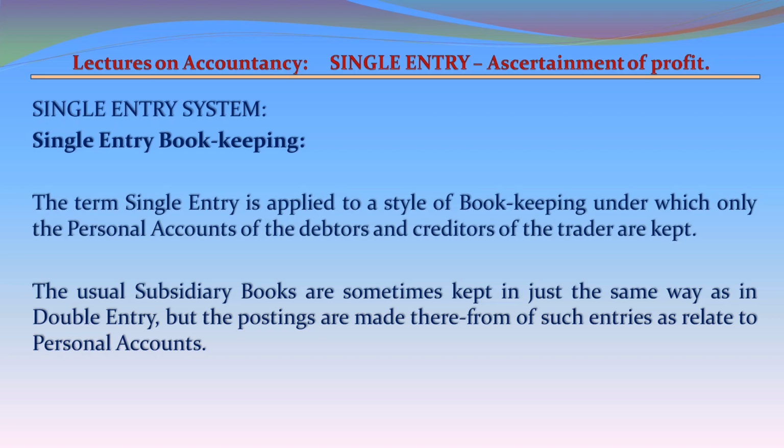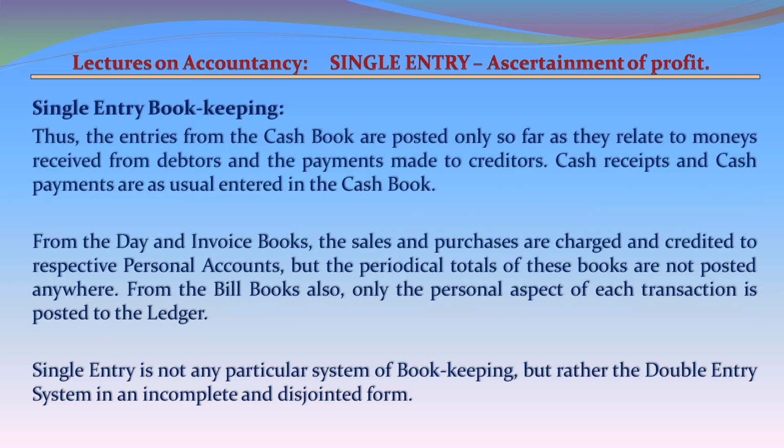The usual subsidiary books are sometimes kept in just the same way as in double entry, but the postings are made therefrom of such entries as related to personal accounts. Thus, the entries from the cash book are posted only so far as they relate to monies received from debtors and the payments made to creditors. Cash receipts and cash payments are as usual entered in the cash book.